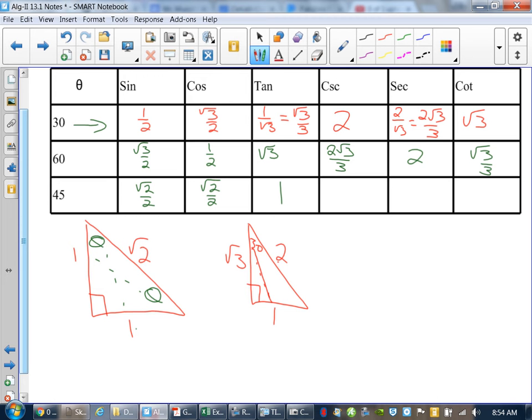So now, if your sine and cosine are root 2 over 2, what's going to be your cosecant and your secant? Just root 2. Because if you think about it, your opposite is 1 over root 2, so your cosecant would be root 2 over 1. Your secant would be root 2 over 1, so they're both root 2. And what's the inverse of 1?